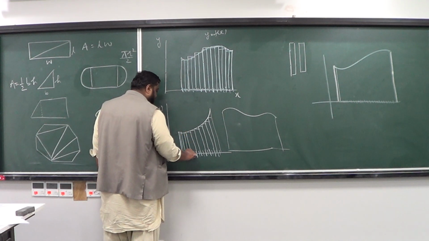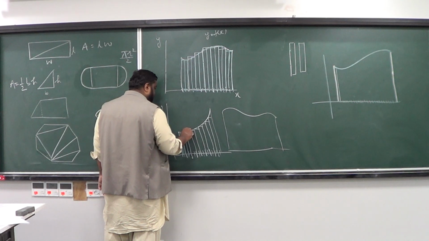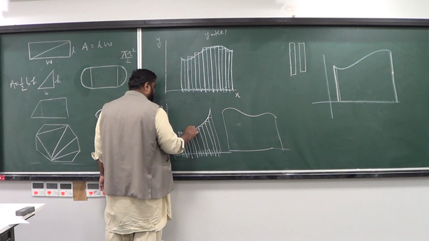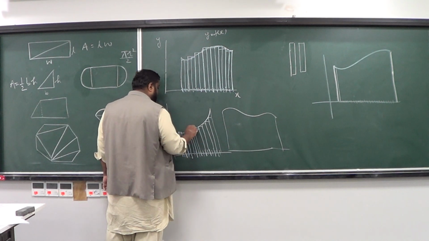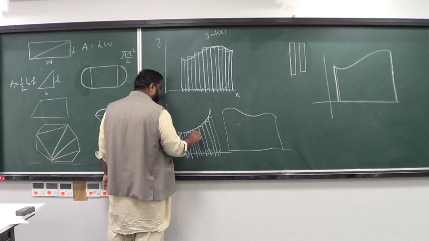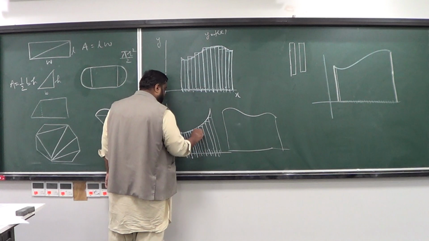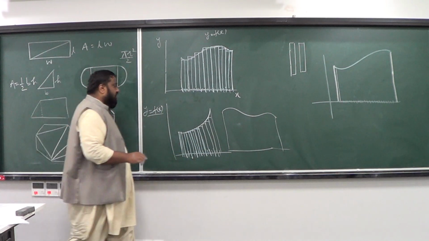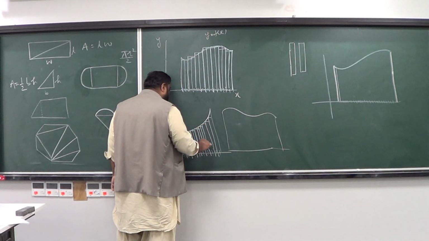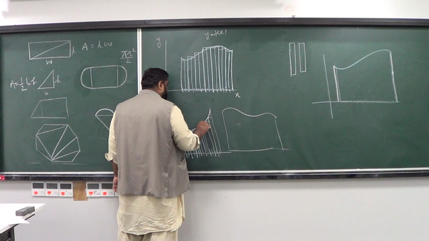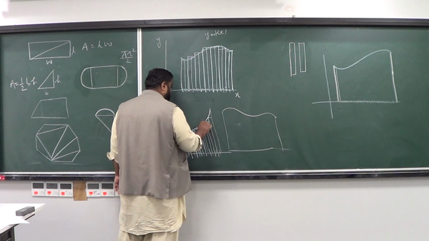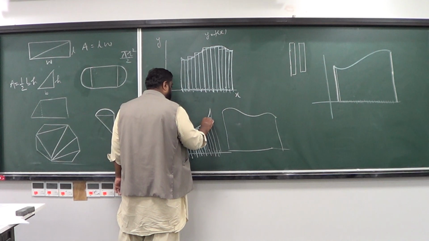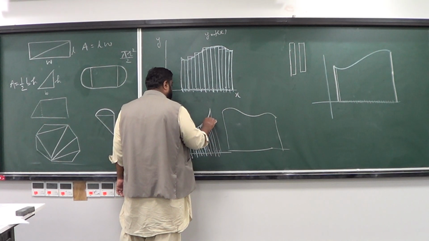Take a left end point, make a rectangle, and again take a left end point, make a rectangle, and so on. You can see that as you increase the number of rectangles, they are working well, and they are covering more and more area.